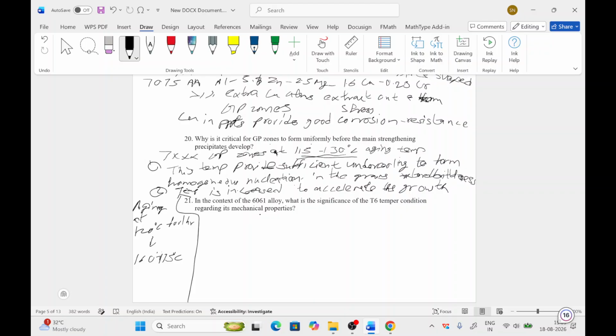Next question is, in the context of 6061 alloy, what is the significance of the T6 temper condition regarding its mechanical properties? So the T6 temper is solution heat treatment plus cold work, or no, it means aging. This is artificial aging up to peak hardness.